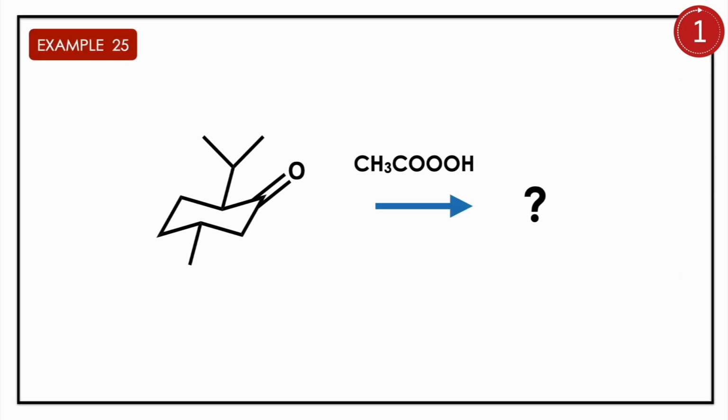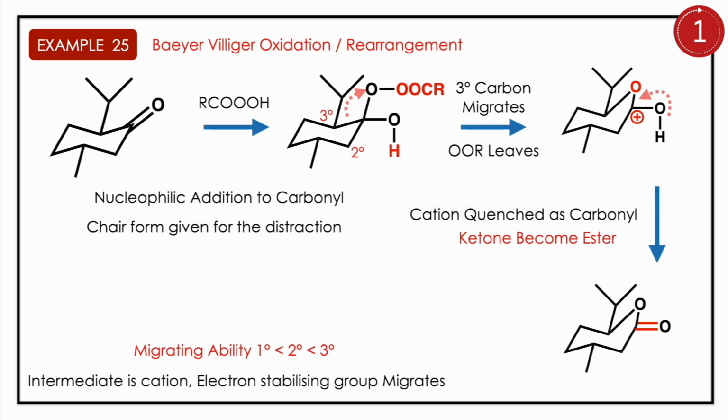Then the next example. Here cyclohexane is given, which is in the chair form. You have one isopropyl and one methyl group. You are using the peracid. You should find what will be the final product. Here also it is a tricky question, but stick with fundamentals. Here simply you have a ketone and peracid, so chances of Baeyer Villiger oxidation. First step will be attack of the acid. You have new C-O bonds.